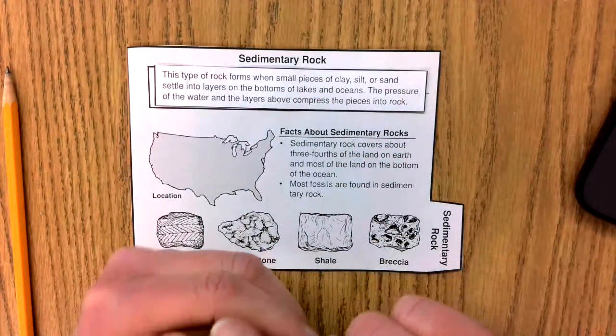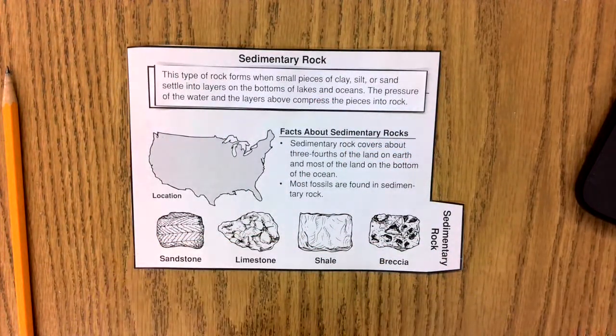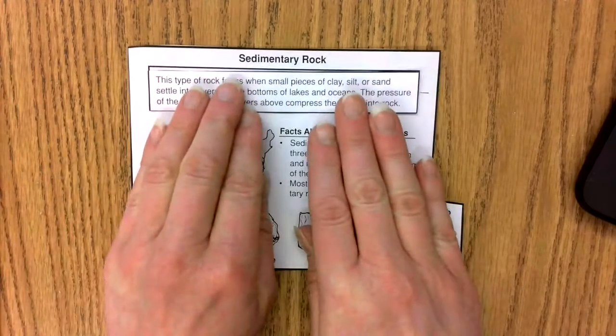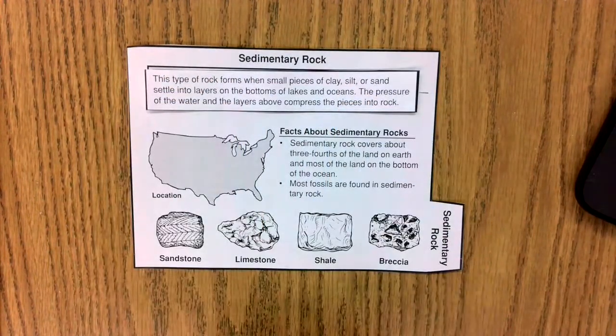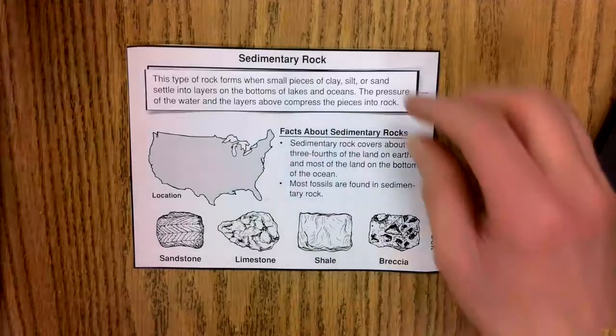small pieces of clay, silt, or sand settle in layers on the bottoms of lakes and oceans. Pressure of the water and the layers above compress the pieces into rock. So compress means push them together with pressure. Okay, so the sedimentary rocks are the layered rocks.